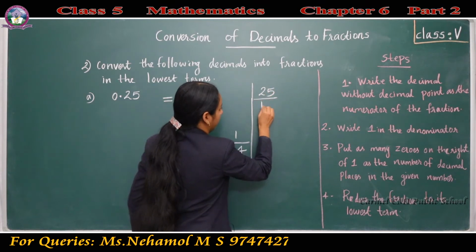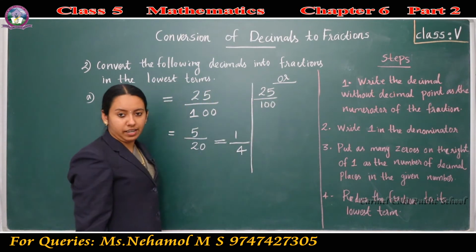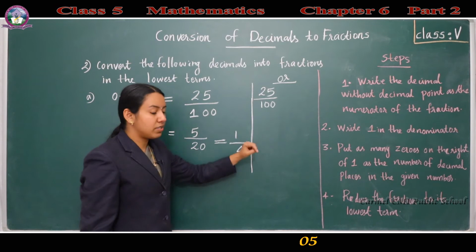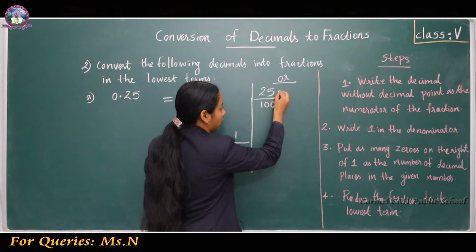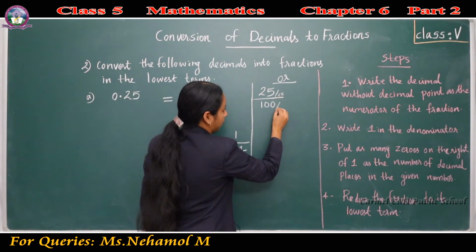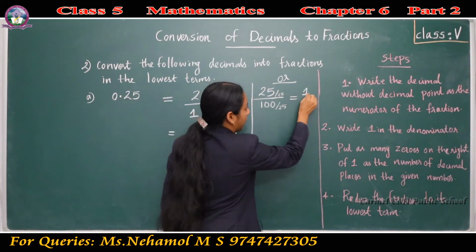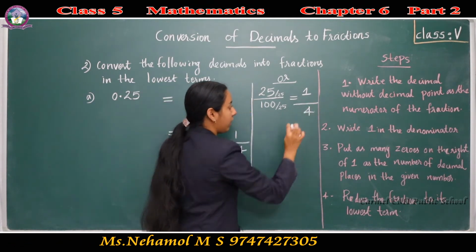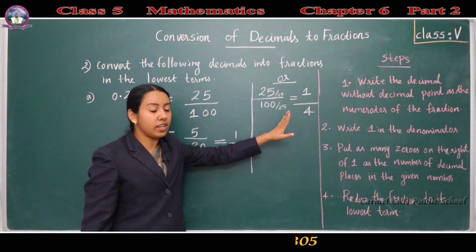25 by 100. This is another method. We know that 25 is divisible by 25, and 100 is also divisible by 25. So if you take 25 by 25, 100 by 25, what is 25 divided by 25? It is 1. Then what is 100 divided by 25? It is 4. So 1 by 4. From here itself we will get the lowest term as 1 by 4.